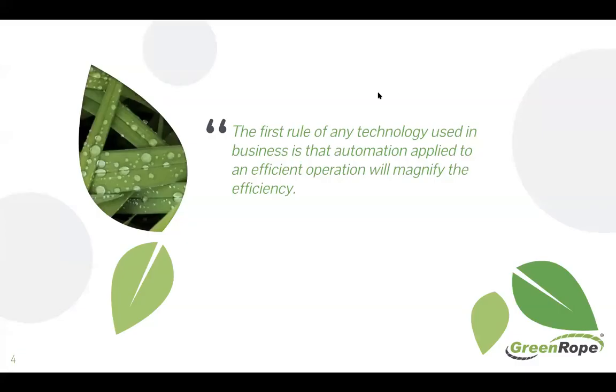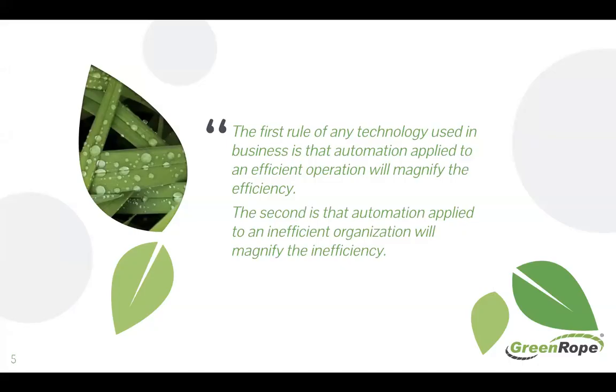So the first rule in technology when it comes to marketing automation is you really want to manage your business processes first. The efficiency of your operation will only be magnified when you're setting up your marketing automation tools. For example, if your processes are flawed when you set up the marketing automation, it's only going to magnify that inefficiency in the processes within your business.